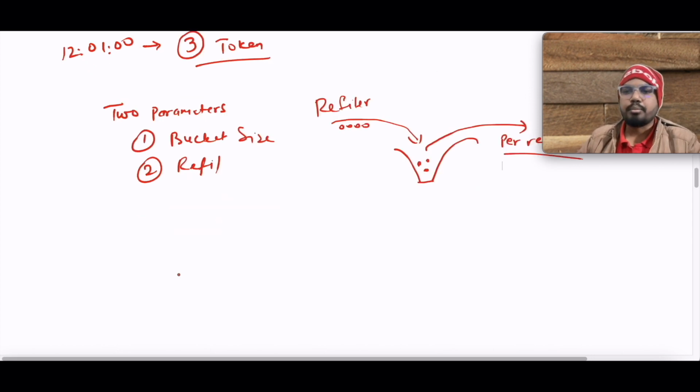If you are talking about the pros of the token bucket algorithm, it is easy to implement, it is memory efficient, and it allows a burst of traffic in a shorter period. If you are talking about the cons, there is only one con, I'm thinking. It has 2 parameters, so it is very difficult to manage these 2 parameters.